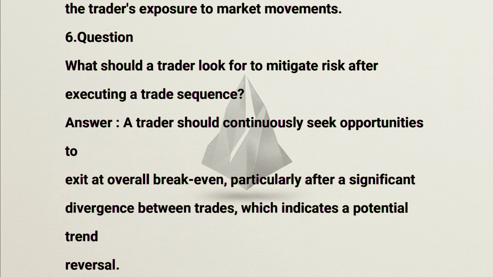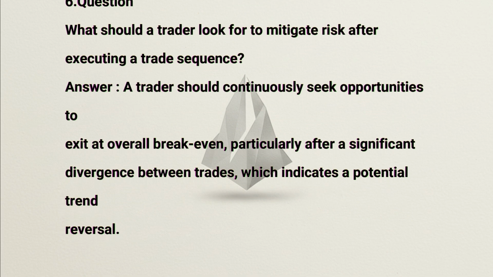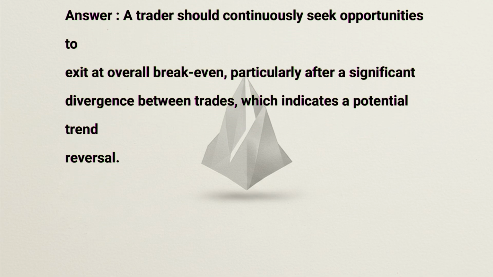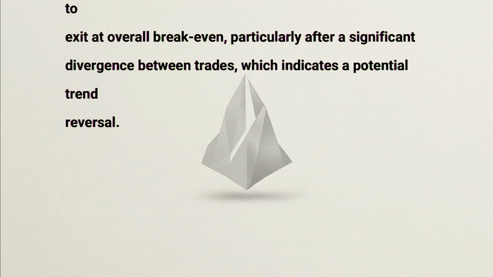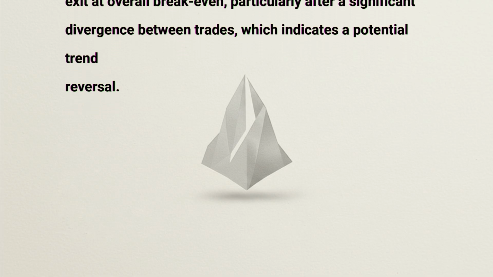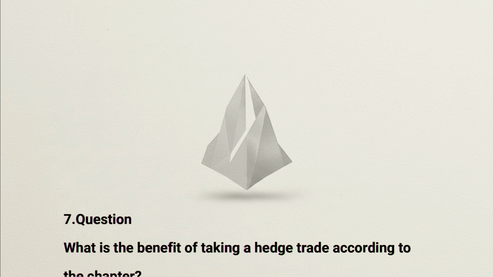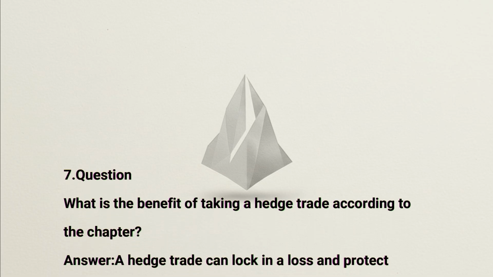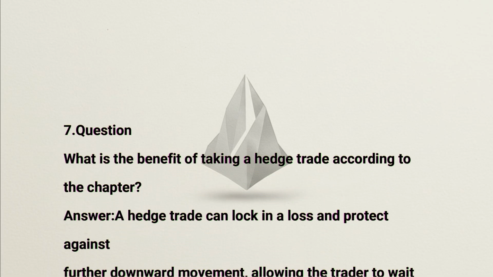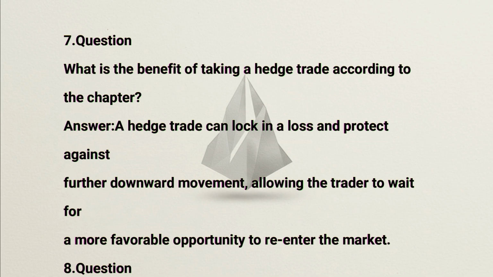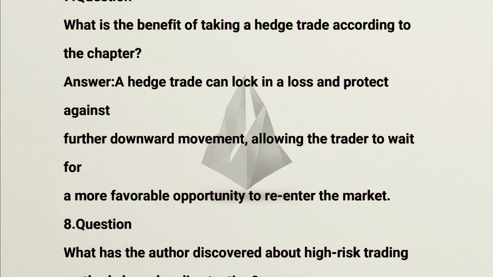6. Question. What should a trader look for to mitigate risk after executing a trade sequence? Answer. A trader should continuously seek opportunities to exit at overall break-even, particularly after a significant divergence between trades, which indicates a potential trend reversal. 7. Question. What is the benefit of taking a hedge trade according to the chapter? Answer. A hedge trade can lock in a loss and protect against further downward movement, allowing the trader to wait for a more favorable opportunity to re-enter the market.